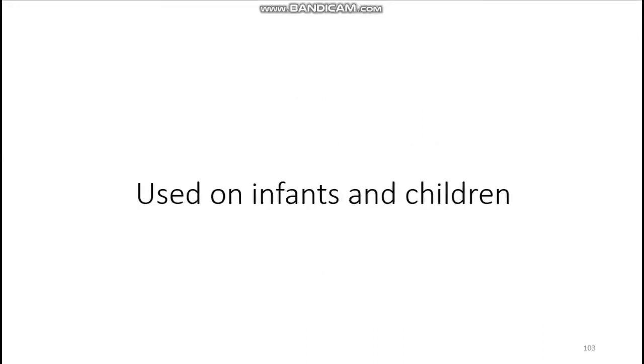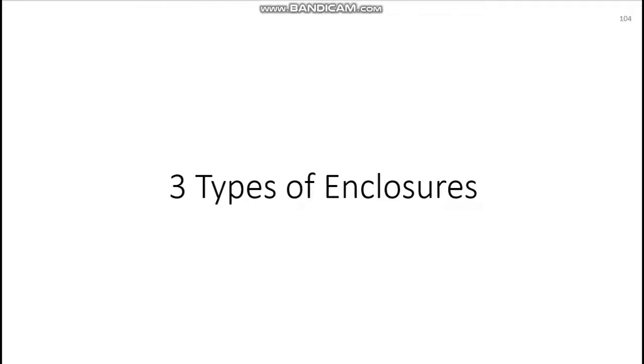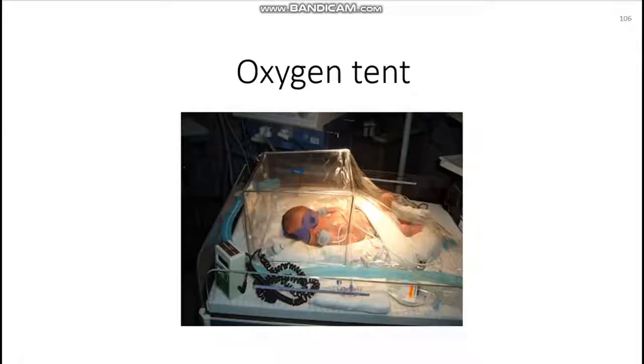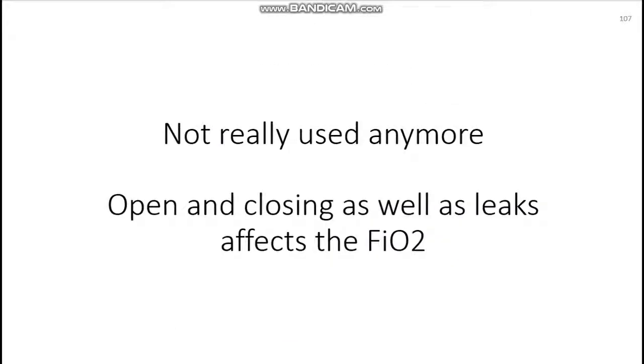Enclosures are used on infants and children. There are 3 types of enclosures: oxygen tents, hoods or oxyhood, and incubators or the isolette. Oxygen tents are not really used anymore. The opening and closing as well as leaks affect the fractional inspiration of oxygen.